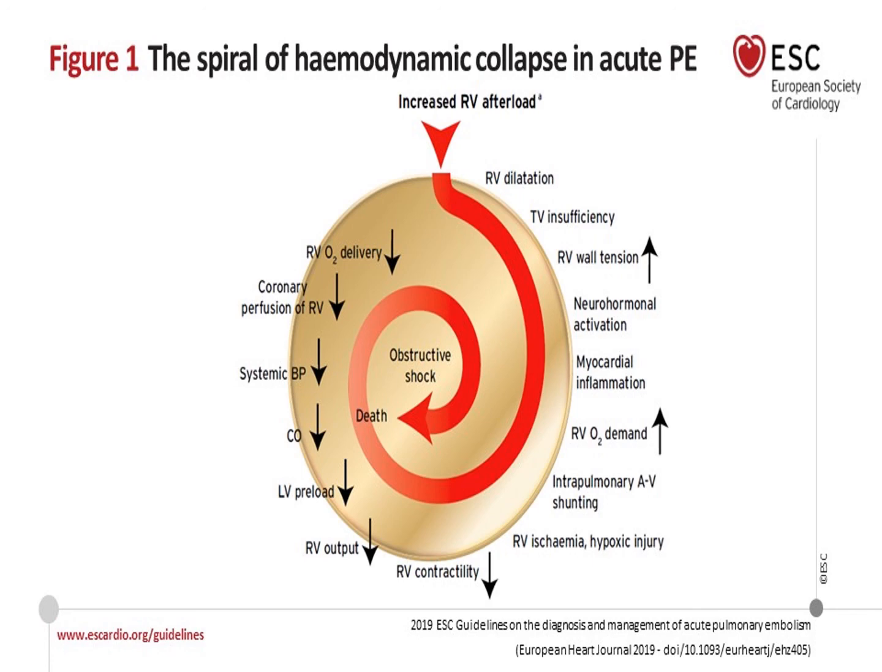This in turn, of course, will then affect left ventricular preload. Cardiac output will reduce, as will coronary perfusion of the right ventricle. Remember that the myocardium is supplied by its own system via the right coronary artery, and therefore you have reduced oxygen delivery, which is then your cardiovascular spiral, if you like, which then leads to obstructive shock and death. There are further details about circulatory collapse and shock in my tutorial known as Shock, which is on Moodle.